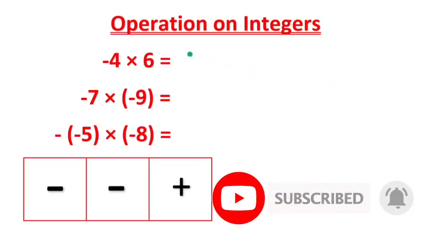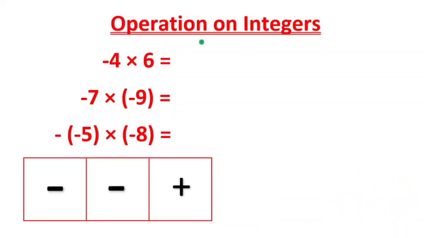Today we are going to discuss operations on integers. In this video especially, we are going to discuss how to multiply and divide integers and what the changes in sign are. Look at some examples here: negative 4 multiply 6, negative 7 multiply negative 9, negative 5 multiply negative 8.